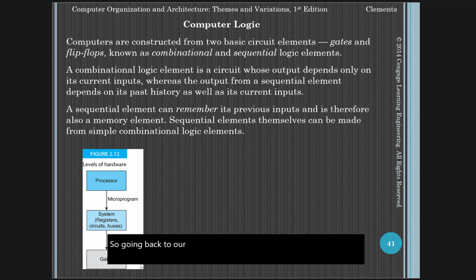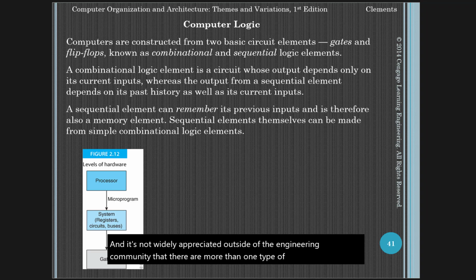So going back to our binary system, digital computers are binary systems that use two symbols: zeros and ones, false and true, low and high, on and off. The physical representation of these really breaks down into this idea of gates. And it's not widely appreciated outside of the engineering community that there is more than one type of silicon chip. Several different technologies are used to manufacture digital devices, and we speak of a gate as belonging to a specific logic family. Each of these families has its own characteristics.